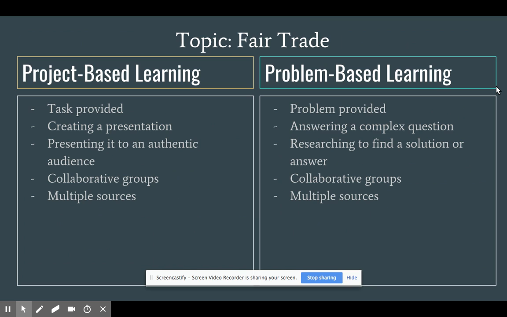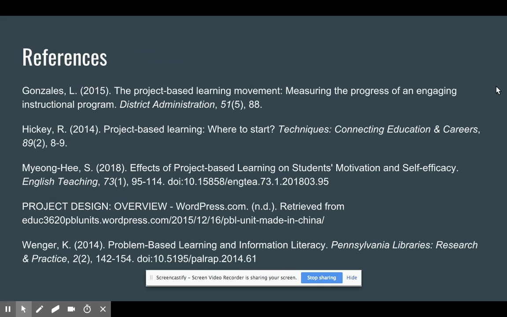And then students in their collaborative groups find the multiple sources, they find ways to create that presentation and complete that task provided. In problem-based learning, students are given upfront the complex question, and then as their collaborative group, they find ways to solve it, and they can present it in a whole wide variety of ways. So those are the main differences in comparing and contrasting problem-based learning with project-based learning.